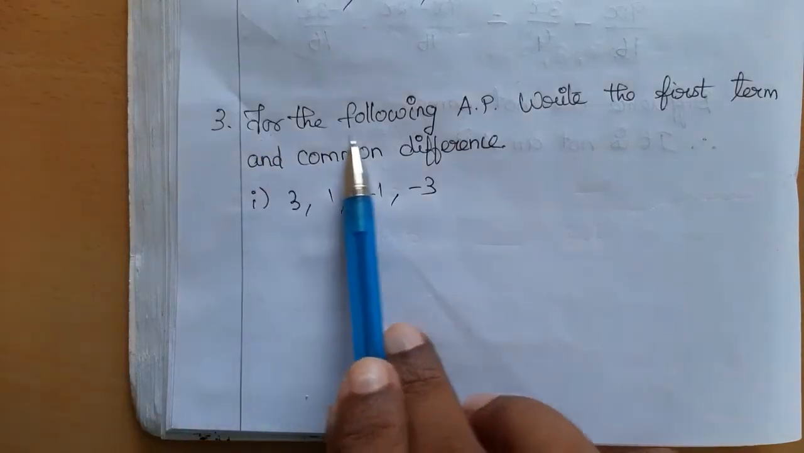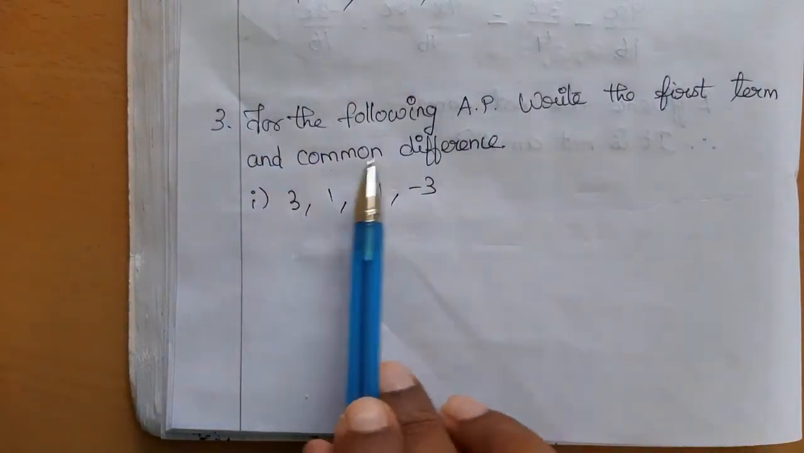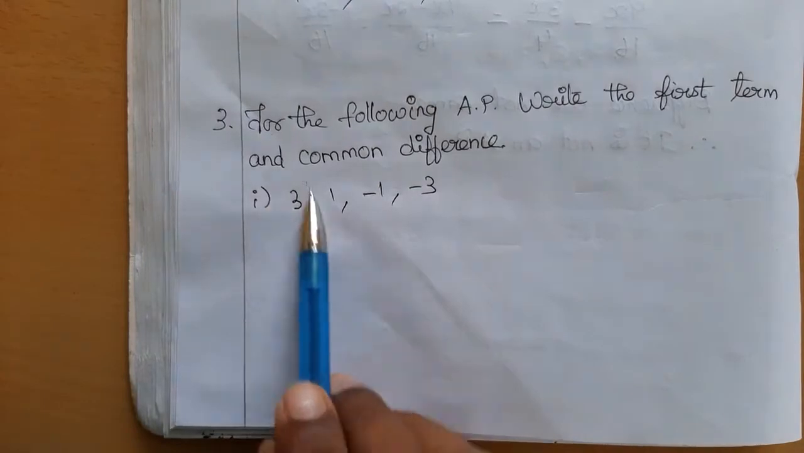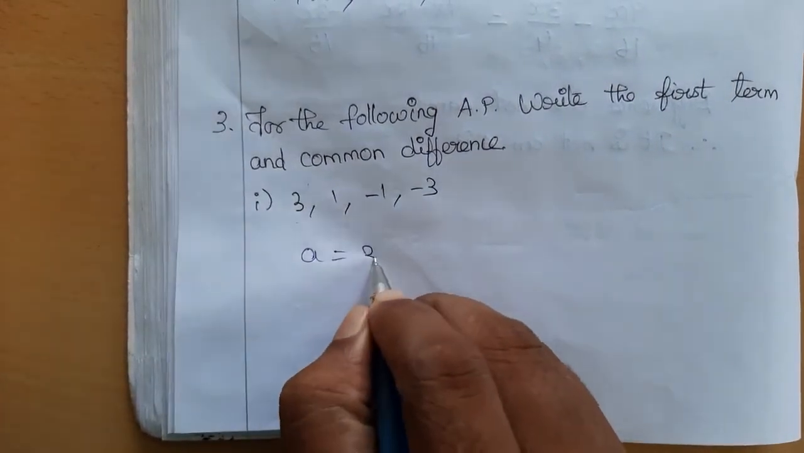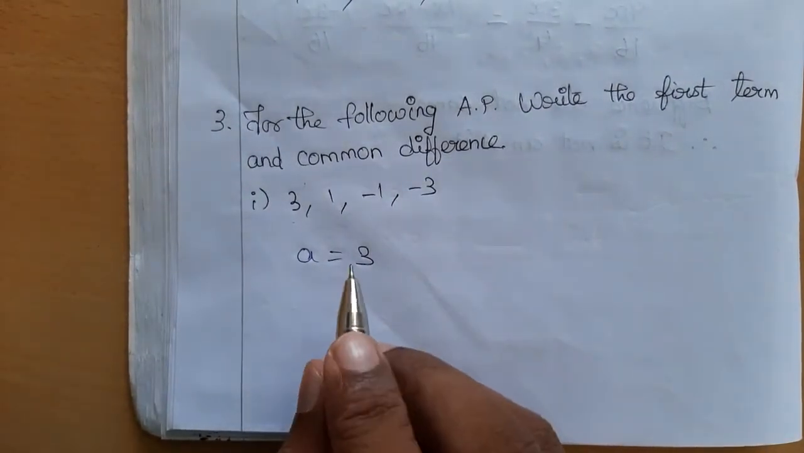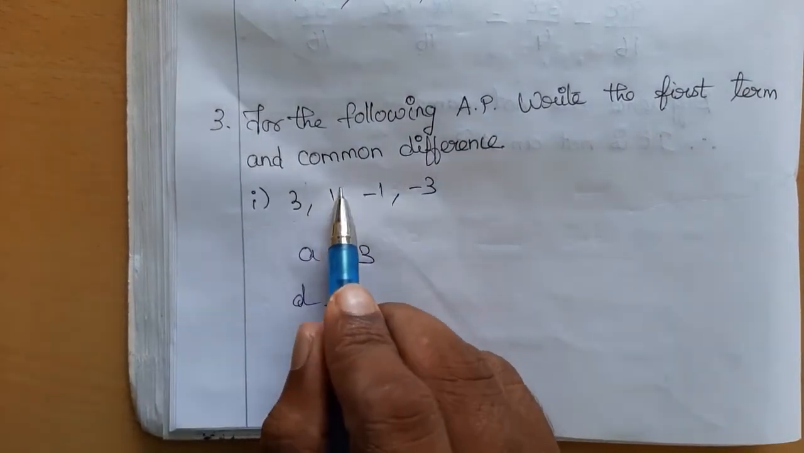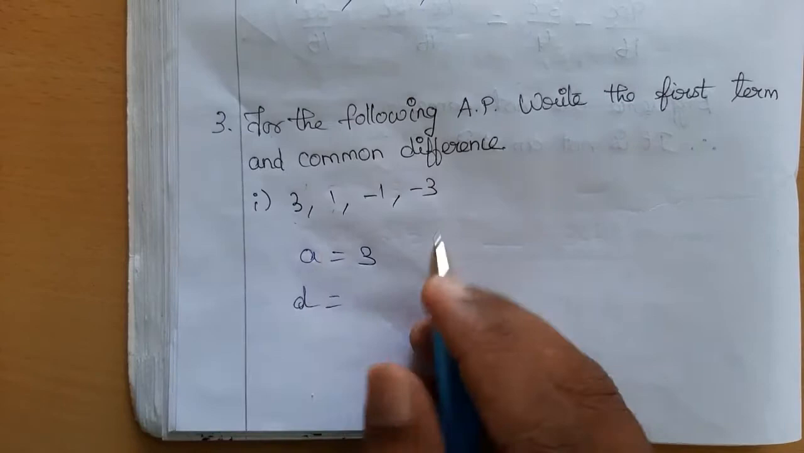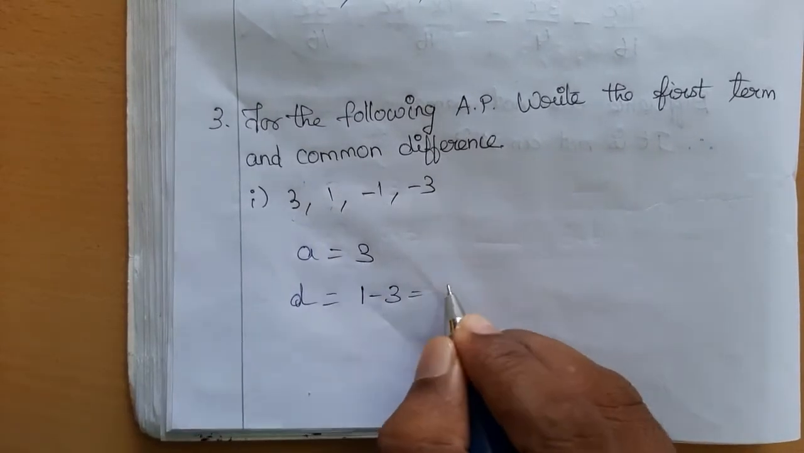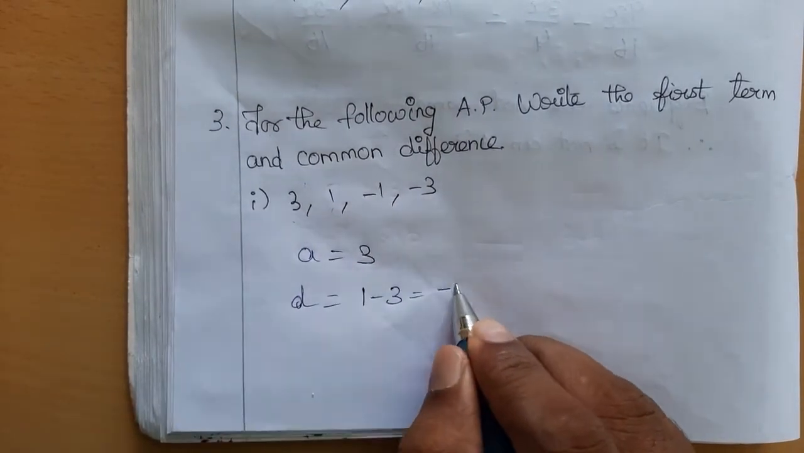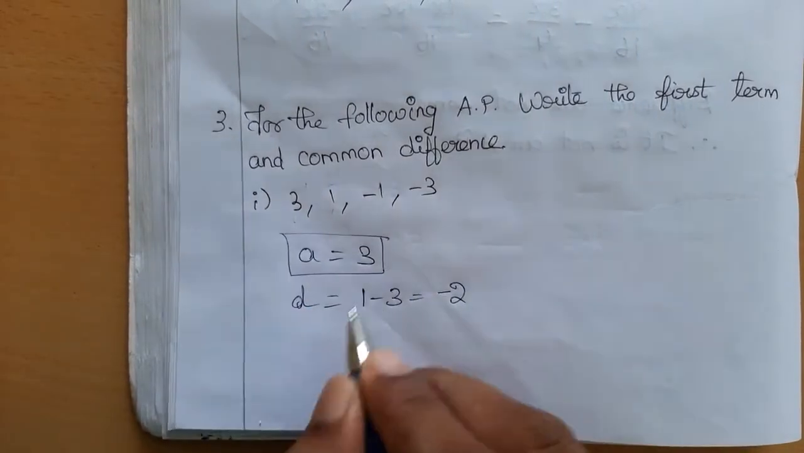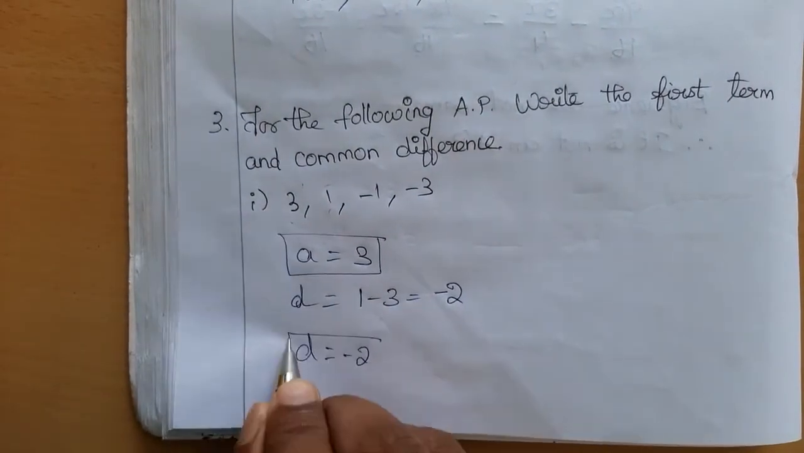Next problem. For the following AP, write the first term and the common difference. The first term, A, is equal to 3. So the common difference we have to find. The common difference will be denoted by D, found by subtracting the preceding term from each term, except the first term. So 3 should be subtracted from 1. 1 minus 3 is equal to minus 2. So A is equal to 3 and D is equal to minus 2. That's it.